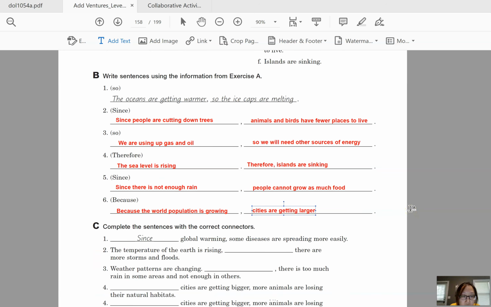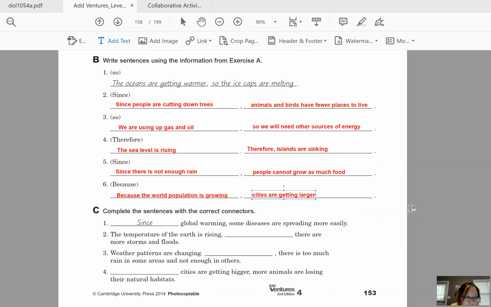let's look at exercise C. It says complete the sentences with the correct connectors. This one should be pretty easy, okay? So you can pause the video and continue when you're finished. Actually, we have reached the 20-minute mark, so go ahead and go to part 3 of the lesson, okay? When you're finished.